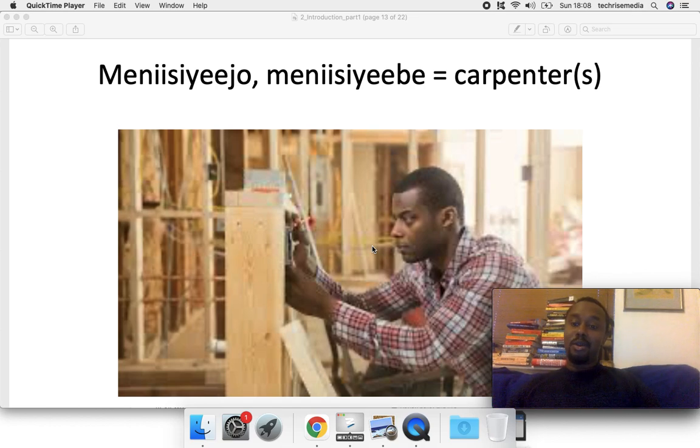Again, this is another one I find difficult spelling because it's not something I often say. I always stumble on this when I see someone working with wood or who is a carpenter. I find it difficult to pronounce. So menin sie jobe, right? There's the jo and the be here again, the singular and plural.